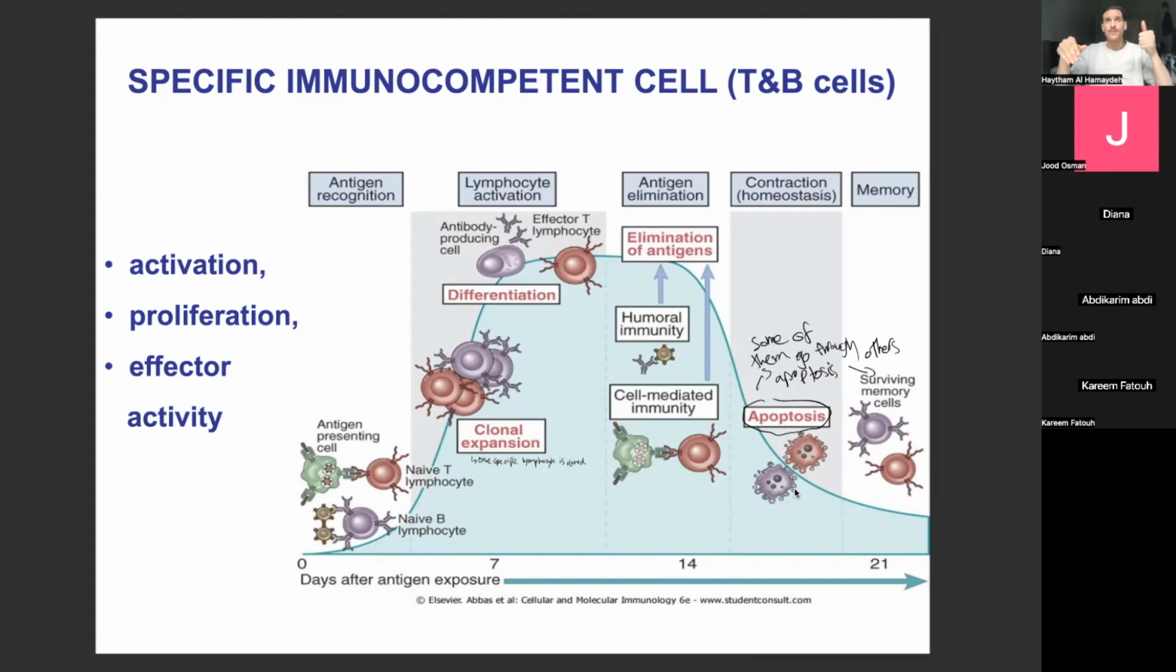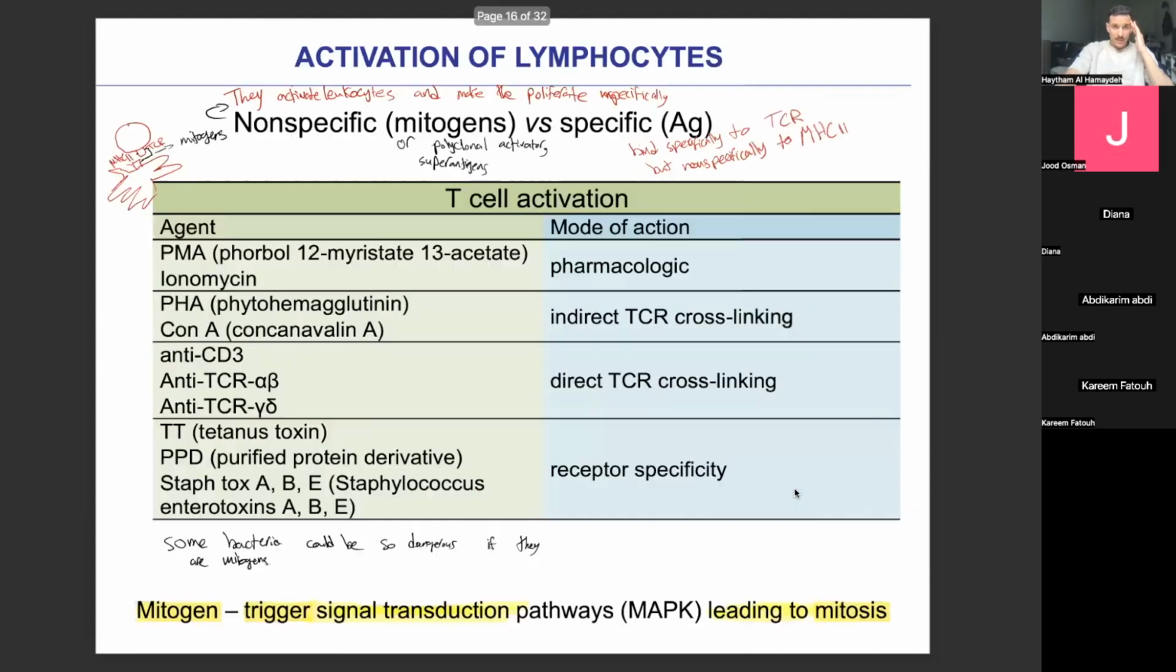Activation, how they shake hands. We have tests for that. Two, proliferation, so how they increase in numbers to make an army that can attack. Three, how they actually cause an effect and how they kill, basically, or activate, or whatever it is. Now, activation is the first thing.